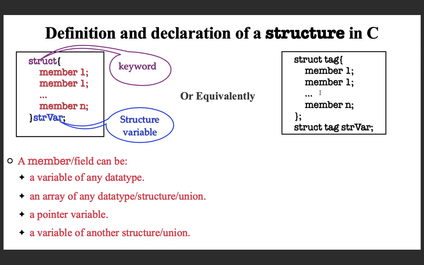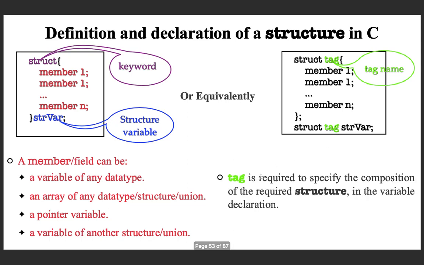So, what is the difference? If you look, you can see that the struct and curly brace is actually in between. You are giving a tag name. And what is the tag name? Tag is required to specify the composition of the required structure in the variable declaration. If you look here, directly the variable is declared as a part of the structure definition just after the curly braces. Here we are declaring the structure variable.